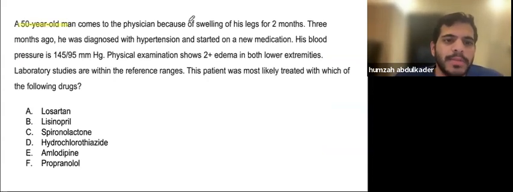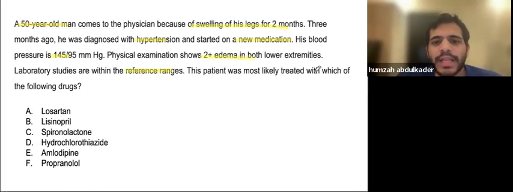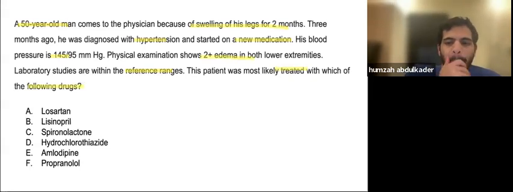A 50-year-old man comes to the physician because of swelling of his legs for 2 months. 3 months ago, he was diagnosed with hypertension and started on a new medication. His blood pressure is 145/95. Physical exam shows 2+ edema in both lower extremities. Lab studies are within reference ranges. The patient was most likely treated with which of the following drugs? Okay, yeah. Answer here is E.